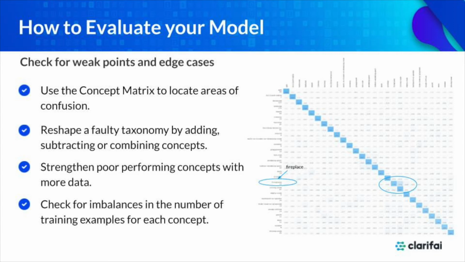So with the evaluation metrics, you can make adjustments to your model and improve performance. You can reshape your taxonomy by adding, subtracting, or combining concepts. Combining concepts is really helpful if you end up realizing that two concepts are just so visually similar that it would make more sense to just combine them rather than to keep fighting to visually push them apart. You can strengthen poor performing concepts with more data, but my advice there would be to be careful not to imbalance your concepts. If you have one concept with 100 training inputs and then another concept with 10,000 training inputs, it's going to create bias in your model.